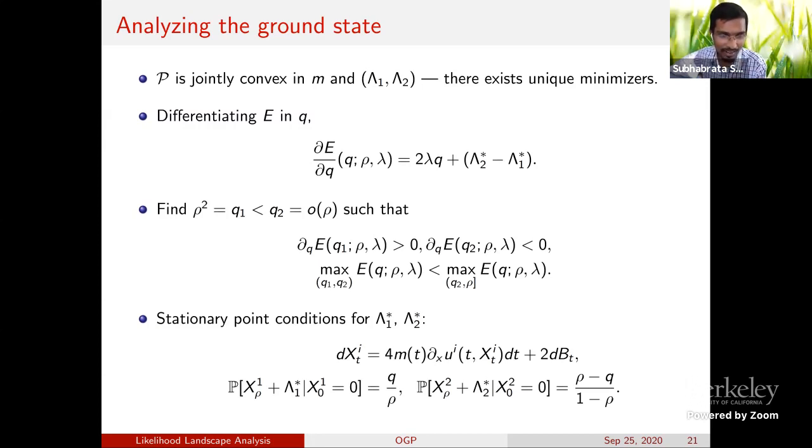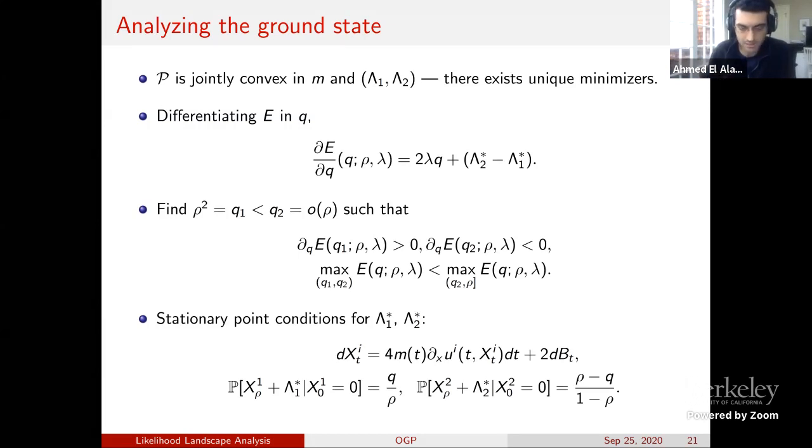Thanks, Ahmed. I wanted to say that I want these probabilities to be bigger than or equal to 0, given that they started at 0. And does that tell you the law of these lambda stars? Or I mean, the value of those lambda stars?